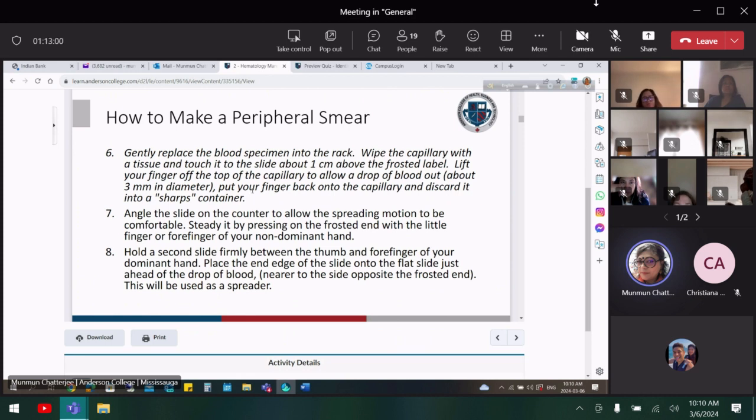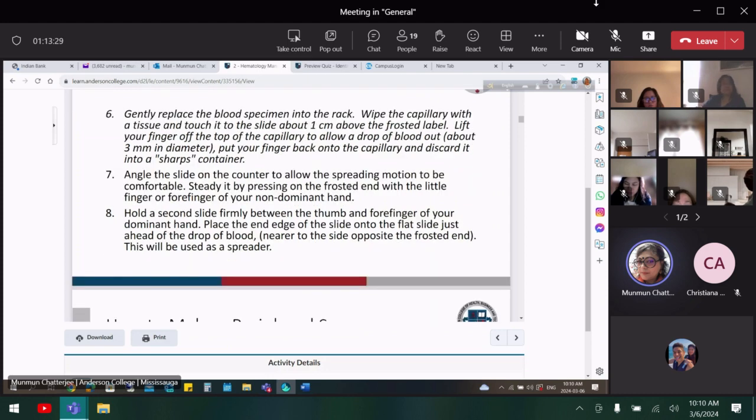Gently replace the blood specimen into the rack. Wipe the capillary with a tissue and touch it to the slide about 1 centimeter above the frosted level. If this is the frosted end, 1 centimeter above means you have to move away 1 centimeter from the frosted level. Lift your finger off the top of the capillary to allow a drop of blood out, about 3 millimeters in diameter, or a small one.